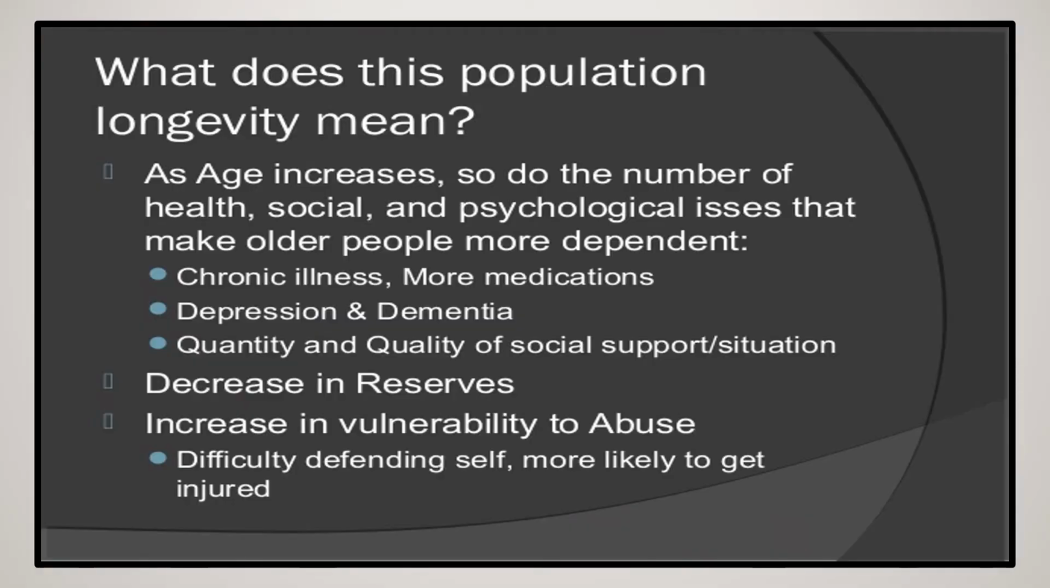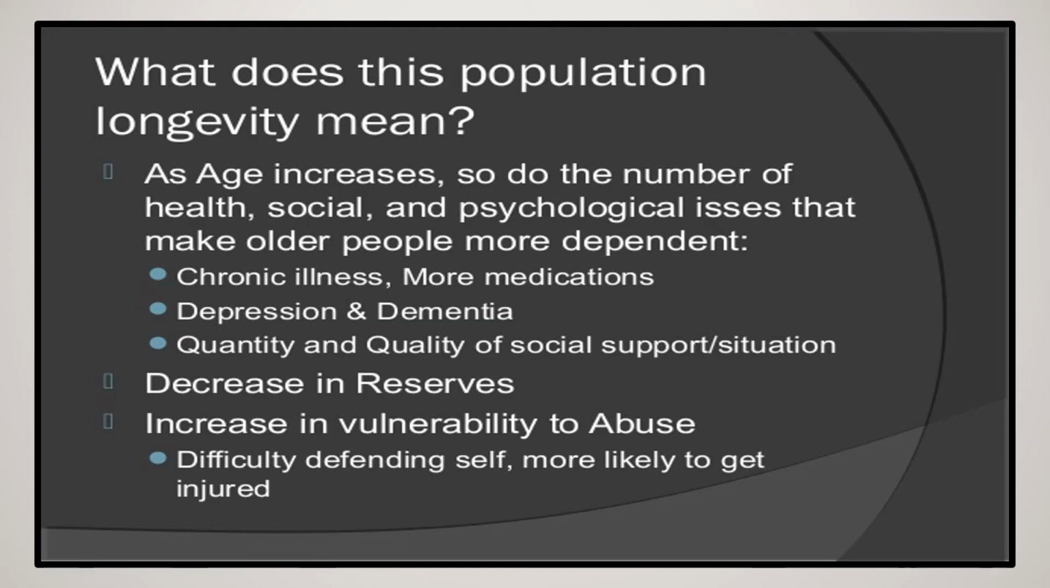What does this population longevity mean? As ages increase, the number of health, social, and psychological issues that make older people more dependent will increase. As the lifespan increases, an elderly person, especially one with any health problem, will be a burden on his surroundings and caregivers, and on health services, and will be a burden financially. All these interact together to form a great problem for the elderly and their community.